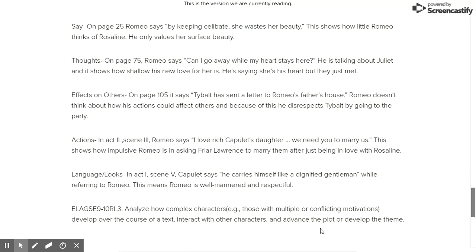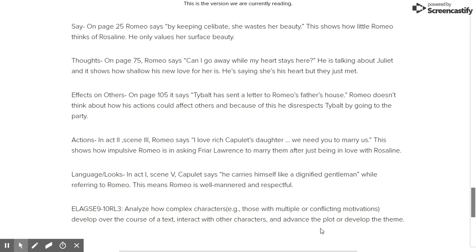So for S, on page 25, Romeo says, "By keeping celibate, she wastes her beauty." This shows how little Romeo thinks of Rosaline. He only values her surface beauty. So notice I've taken a quote from the book and then I've broken it down to show what that says about Romeo as a person.